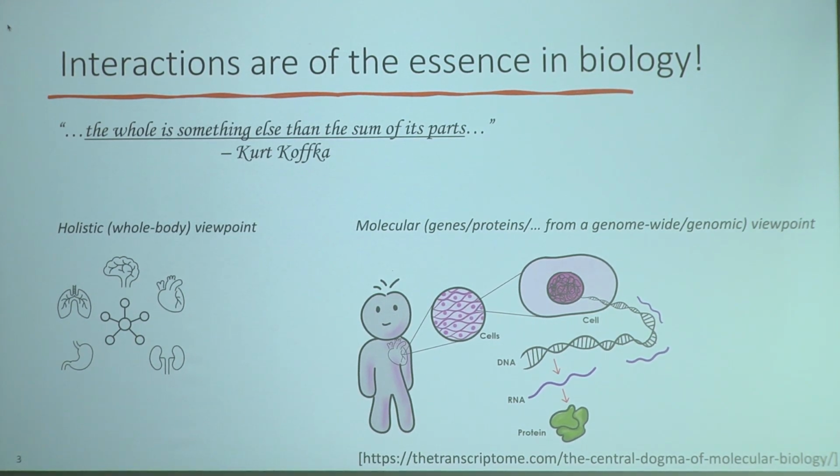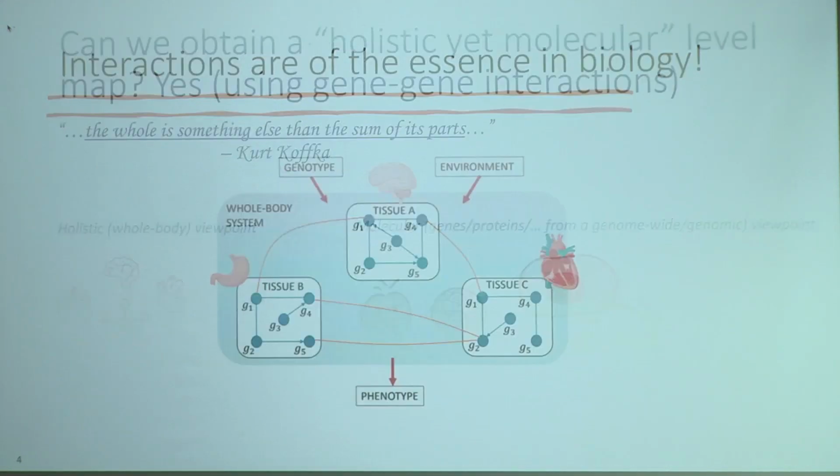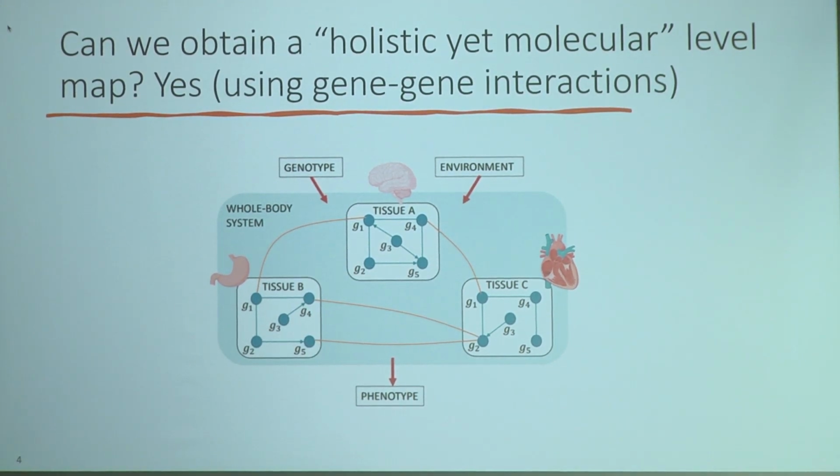But to understand what is happening within the whole body, we need to take a holistic viewpoint, look at all the different organs, how they are interacting with each other. But the challenge is, can we do it both at the holistic and also at the molecular level? These two form different scales, and can we really reconcile both of these different scales?